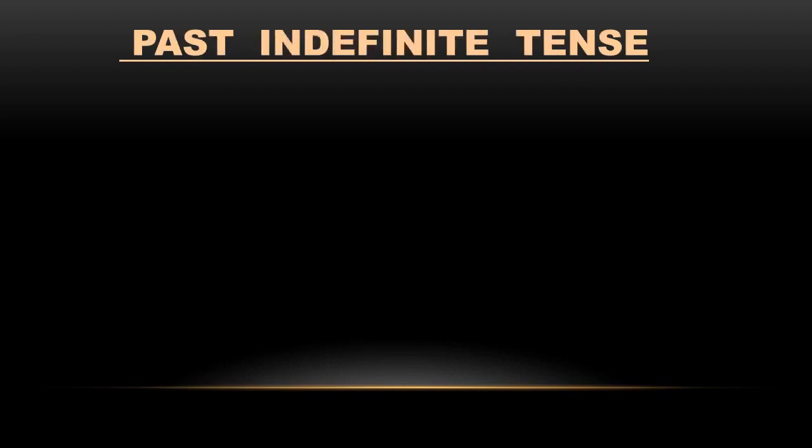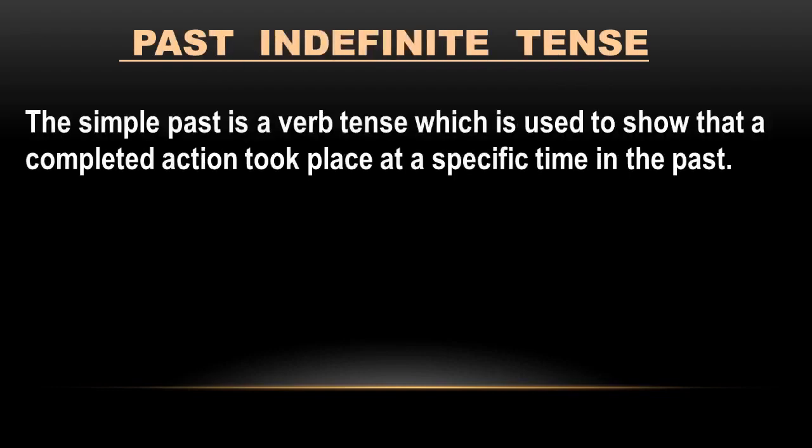First we have past indefinite tense. The simple past is a verb tense which is used to show that a completed action took place at a specific time in the past. That means simple past tense is the tense which is used to show the completed action that happened in the past and with a specified time.